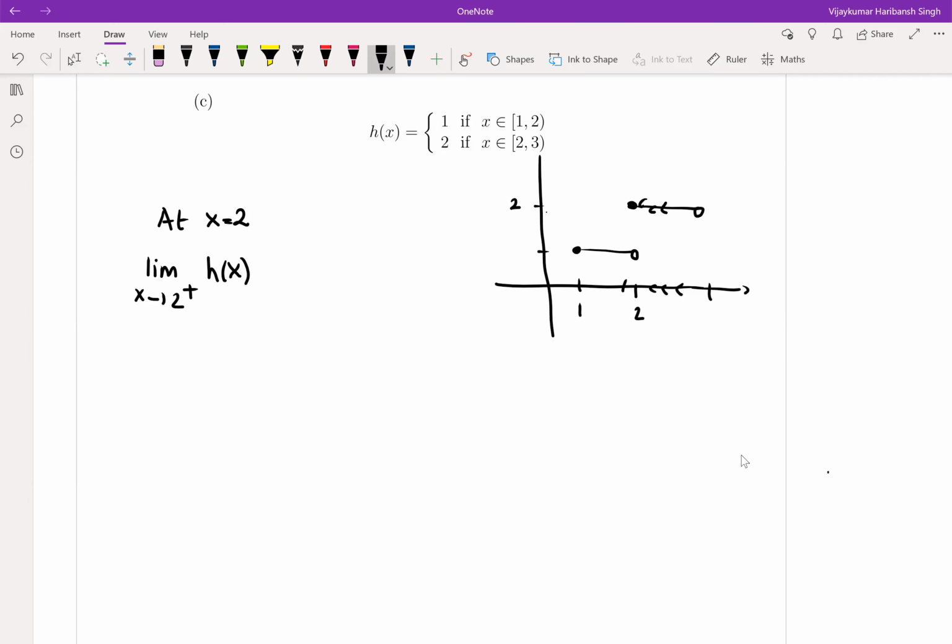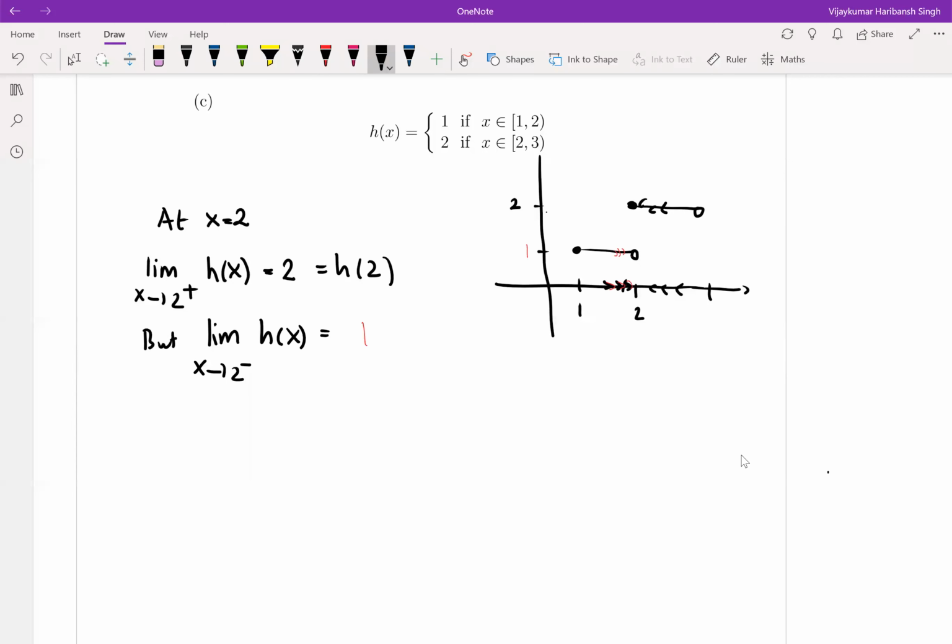The function value is going to 2. So the limit as x goes to 2 plus is 2, which is the same as h of 2, right? Because h of 2 is 2. But the limit as x goes to 2 minus of h of x: if you're approaching 2 from the left side, h of x is going to the constant 1. So the limit as x goes to 2 minus of h of x is 1.